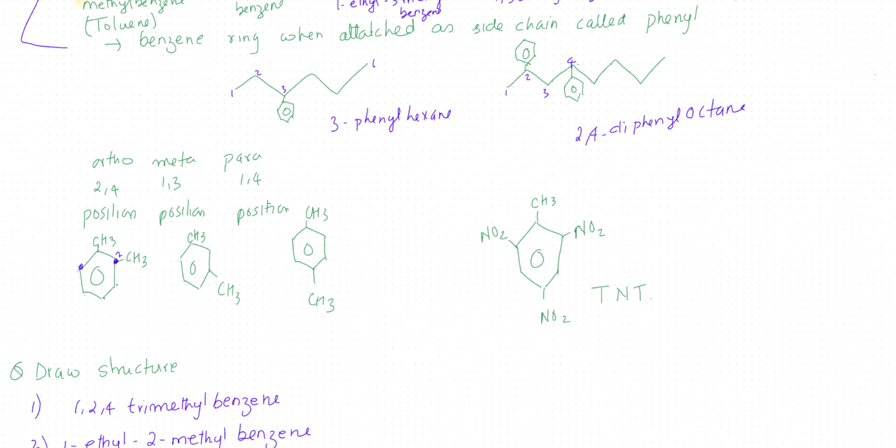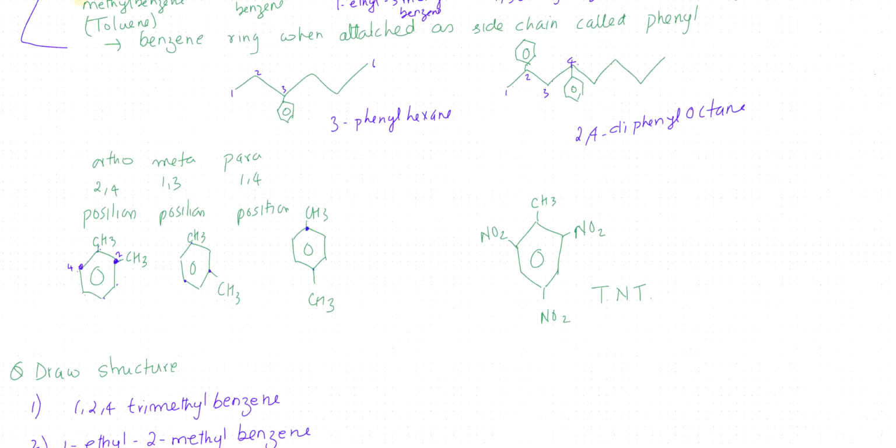Either CH3 here, or on the fourth position, any group attached adjacent to this, or on the other side also, so they are called ortho positions. Meta positions are 1 and 3. So this is 1, then the third position is this, or also this 5 position. 1 and 3, or 1 and 5, they are called meta positions. 1 and 4 positions are called para positions. Any group attached here and another group on the fourth position is called para.